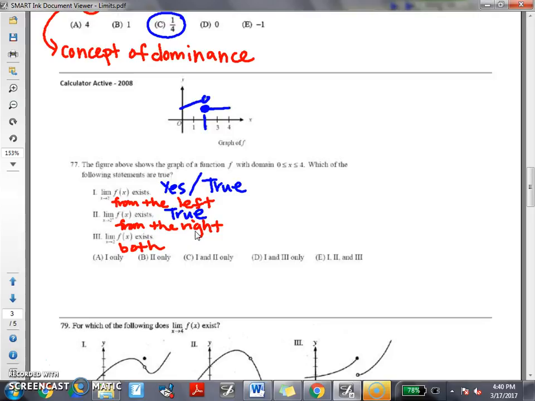Now, for both sides to exist, they have to meet at the same exact y value. Wait a second. They don't meet at the same exact y value. Okay? From the left, it ends up at this dot. From the right, it ends up at this other y value. So the limit as x approaches 2 does not exist. So this is false. Let me rewrite that. That's false. So only 1 and 2 are true. So let's find the option that says 1 and 2. It's right here.